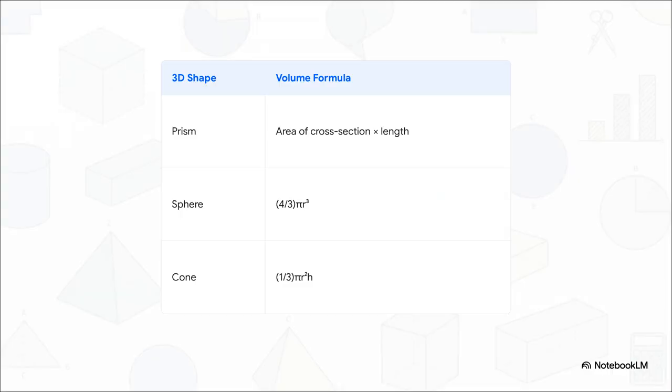So, here are your key volume formulas. Now, the volume of any prism, and that's a shape with the same flat face running all the way through it, like a cylinder or even a Toblerone box, is just the area of that face multiplied by its length. And here's a massive exam tip. The formulas for the sphere and the cone are given to you in the exam. You don't have to memorize them, but you absolutely have to know how and when to use them.